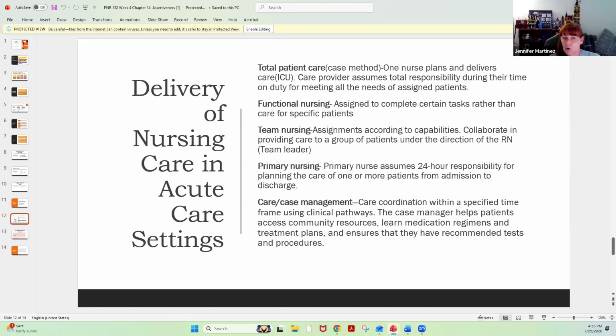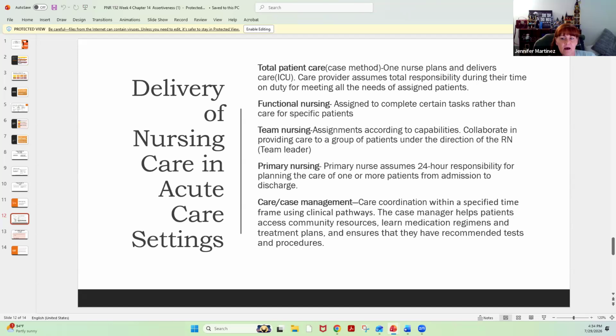Okay. So we have the total patient care method. Total patient care means one nurse plans and delivers the care. All right. So this is a lot in our ICU patients where there is a nurse to maybe 1 or 2 patients, and you are performing all of the care for that patient. So you don't have a care partner, you don't have a CNA, so you are responsible for all that care.